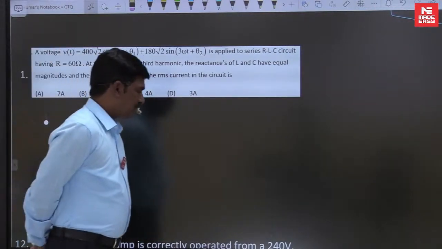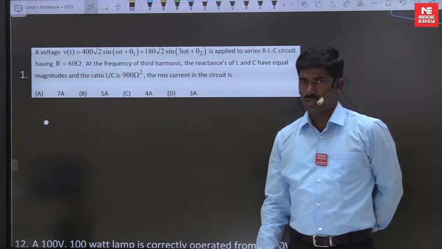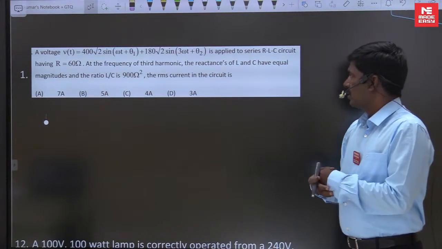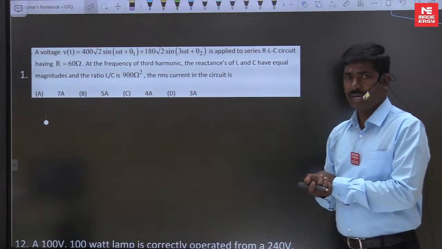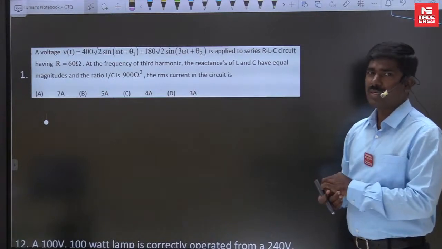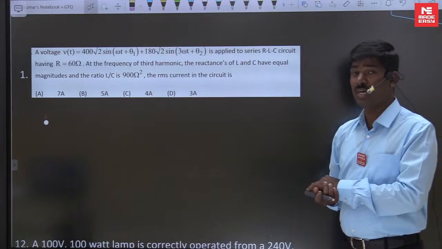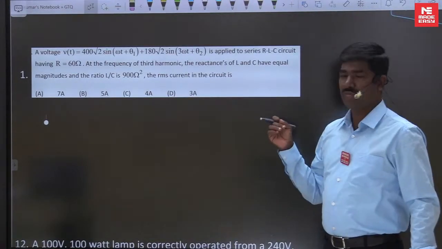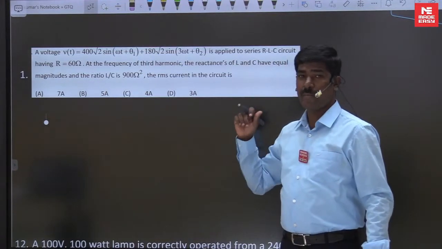How to approach? Here two different frequencies are there. Always use the superposition theorem. At the third harmonic, XL is equal to XC. What is the condition for XL equal to XC? It is the condition for resonance. The circuit becomes resistive in nature. That information is given, and L by C is also given as 900 ohm square. Find the RMS current in the circuit.